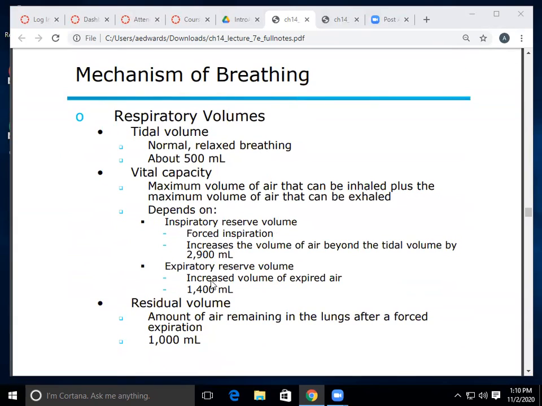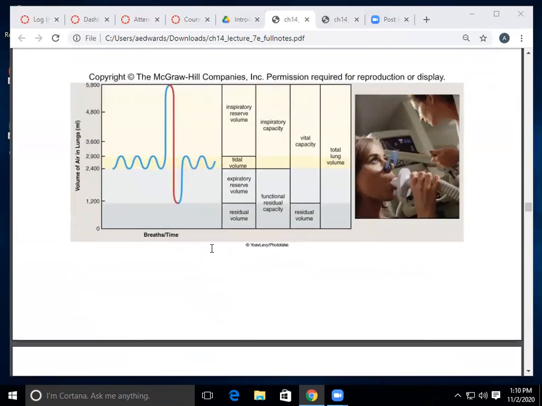All right, some terms you need to know related to respiratory volumes. Here's the tidal volume. This is normal, everyday relaxed breathing. It's about half a liter. Here's your tidal volume.